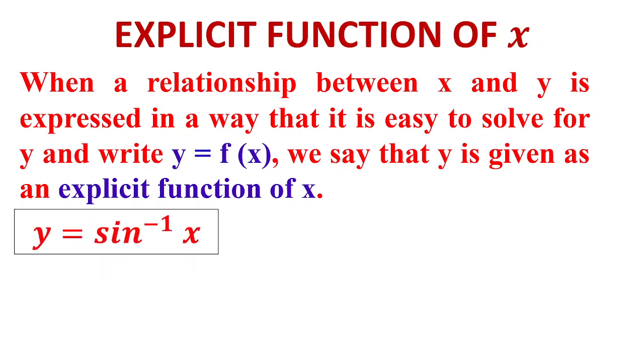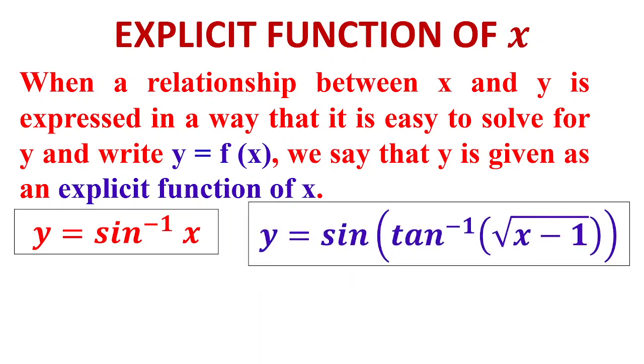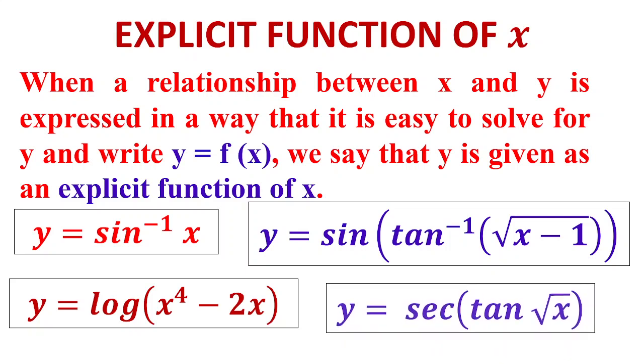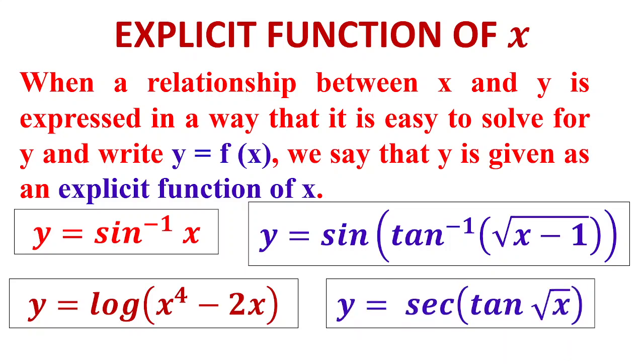For example, sin inverse x, sin of tan inverse root x minus 1, log of x power 4 minus 2x, y is equal to secant tan of root x. What are you observing here? We are observing that y is on the left hand side and a function made up of x is on the right hand side. y is expressed explicitly as a function of x.